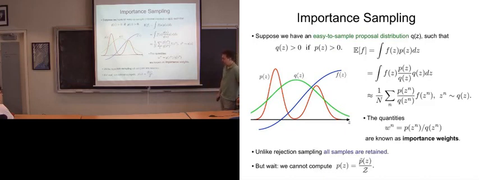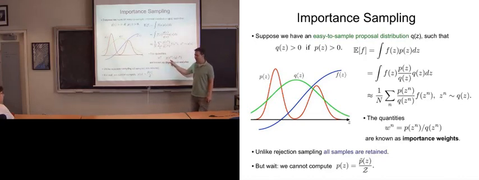Unlike rejection sampling, all samples are retained. So in this case, we're actually using all the samples. We're not getting rid of any samples. All samples will enter into the equation. One of the problems here is that, again, typically we will not have access to P. We'll only have access to P tilde. So what can we do in this case?